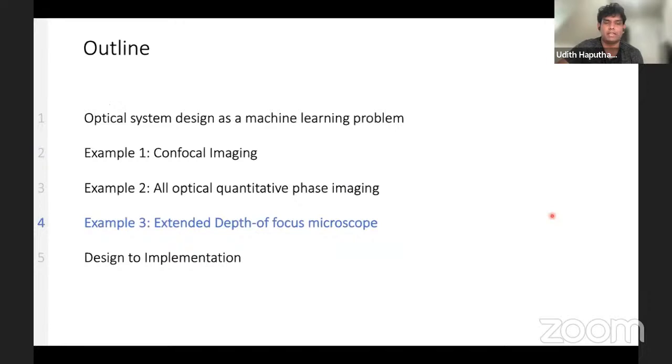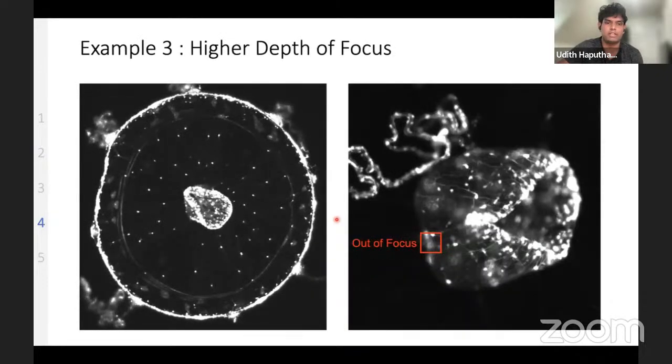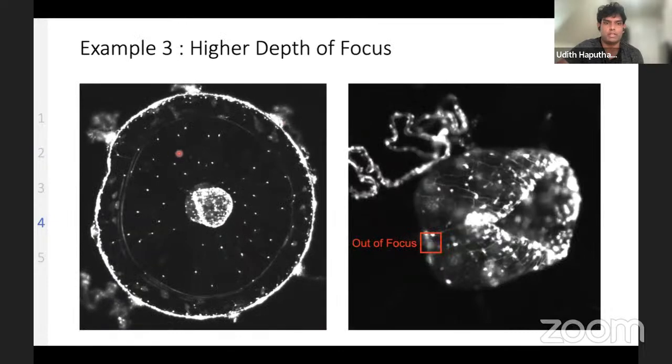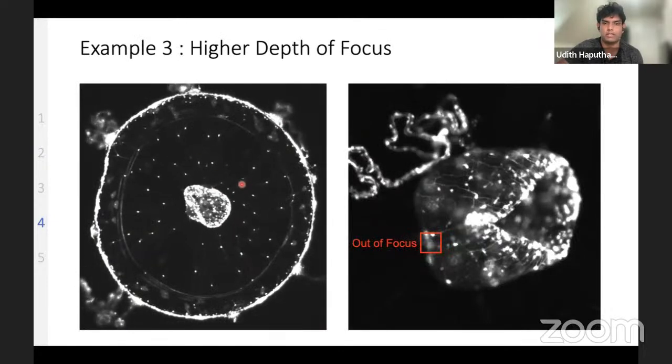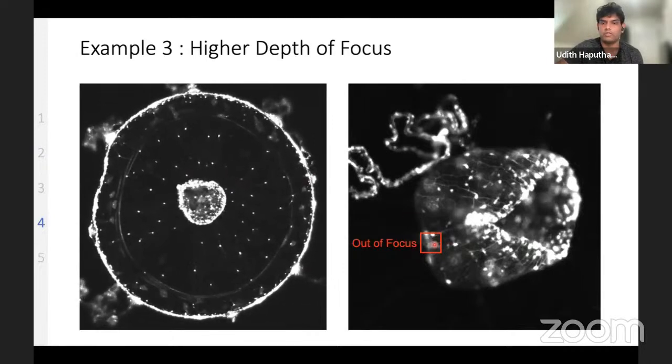And as a third example, I will explain a bit about this depth of focus, extended depth of focus. This part we are currently working on. So why do we need depth of focus? As an example, let's say this particular jellyfish. It has these out of focus neurons, and we need to get all the neurons into focus.